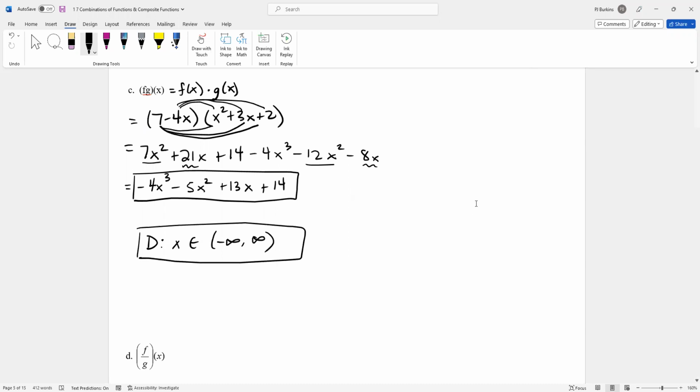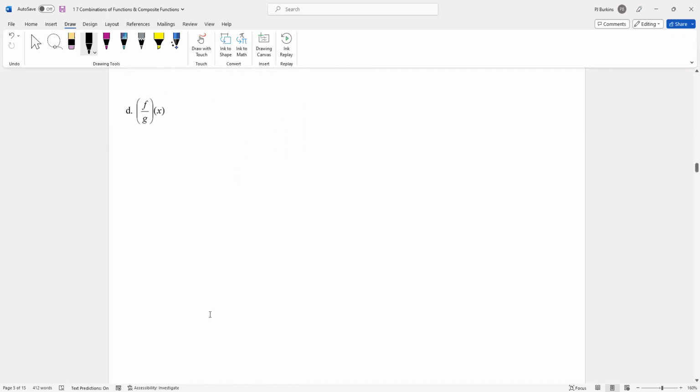Okay, so you're probably thinking to yourself, well, this doesn't seem so bad. Every time it's just minus infinity to infinity. Well, this is going to be our first case where that's not going to happen. So here I have f divided by g of x. And that really just means take the f function and divide it by the g function. Substituting in, this is 7 minus 4x divided by x squared plus 3x plus 2. Now, we would like to try to simplify this if possible. The best we can do is factor the denominator.